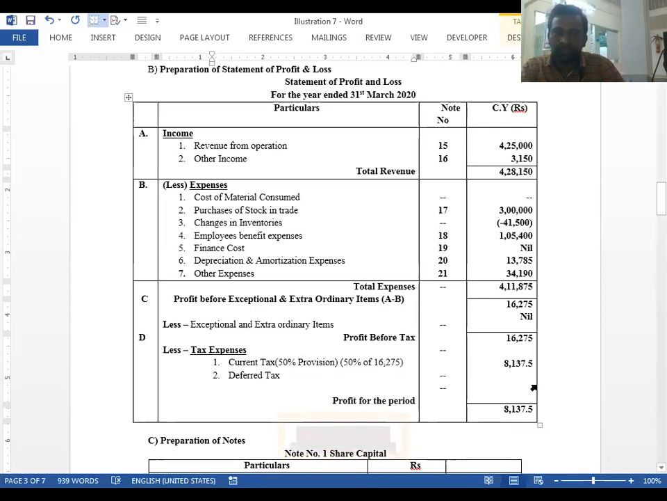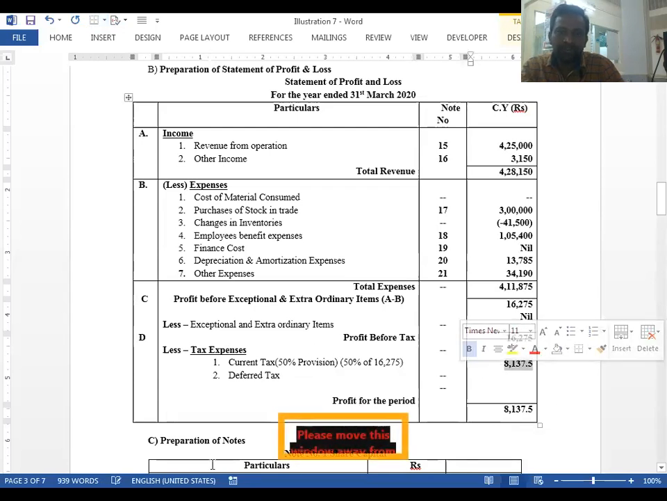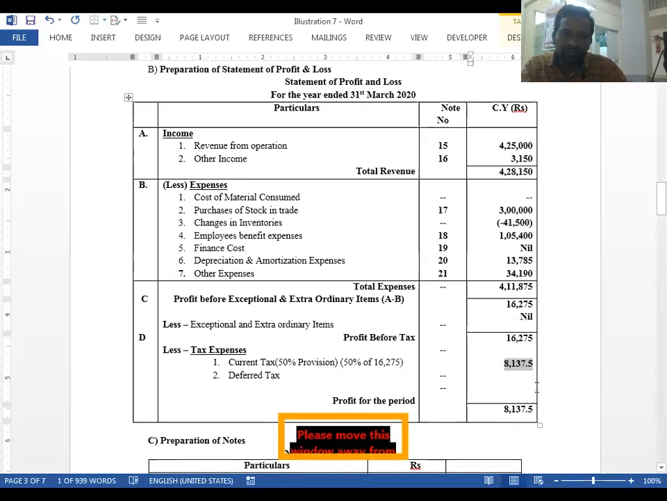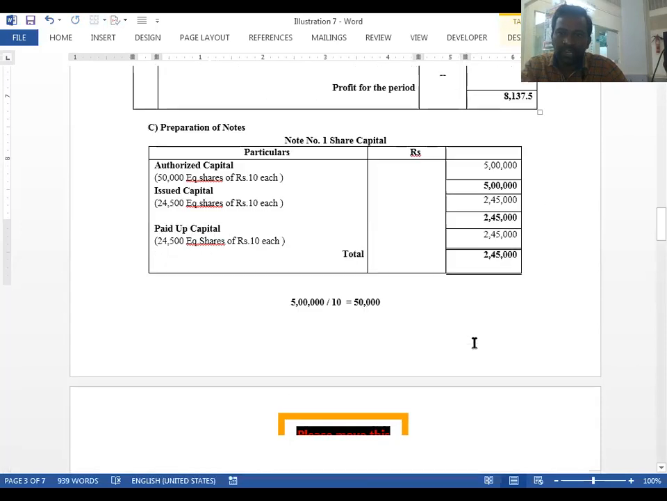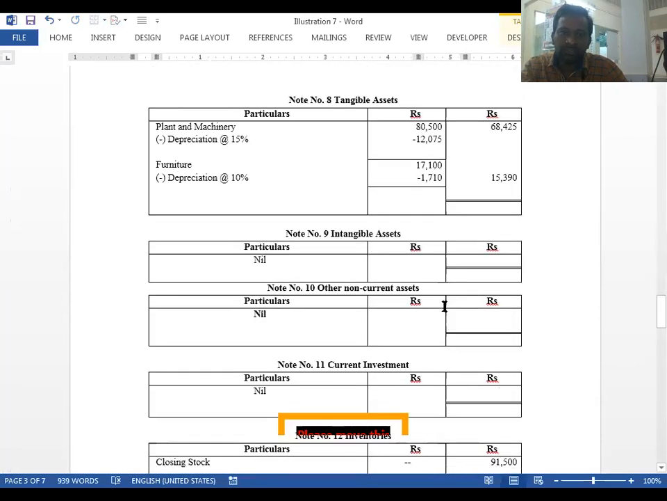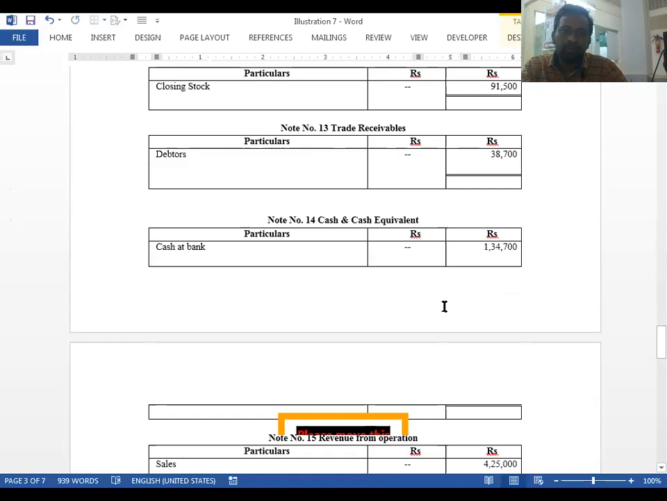Profit for the period. Now this is the first effect of provision for taxation, 8,337.5. And the second effect, it becomes a provision. That's why we have separate notes in this regard. Notes number last, that means notes number 14.